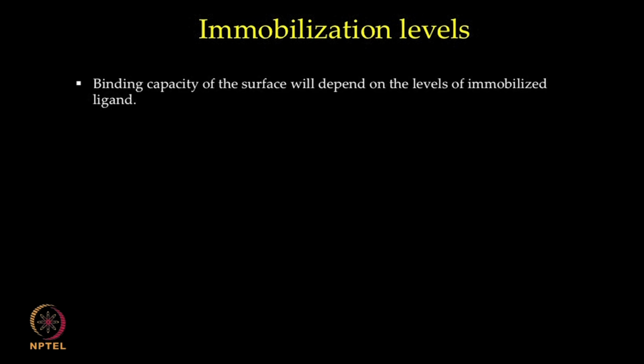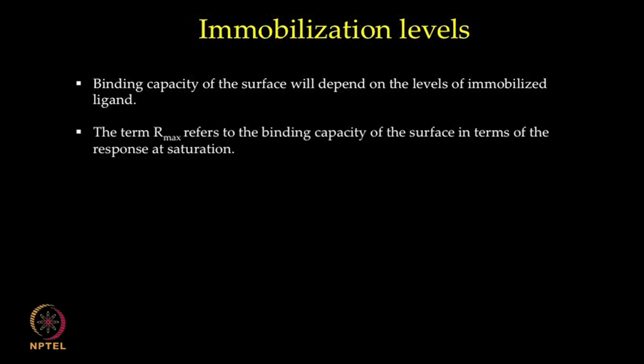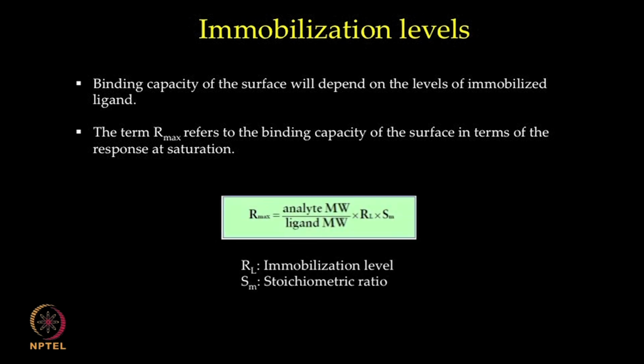Before we set up an immobilization protocol, let us understand a little about immobilization levels. The binding capacity of the chip surface will depend on the levels of immobilized ligand. The term maximum response, referred to as Rmax, is described as the binding capacity of the surface in terms of the response at saturation. A theoretical Rmax value can be calculated using the formula shown below, where RL is the immobilization level and Sm is the stoichiometric ratio.